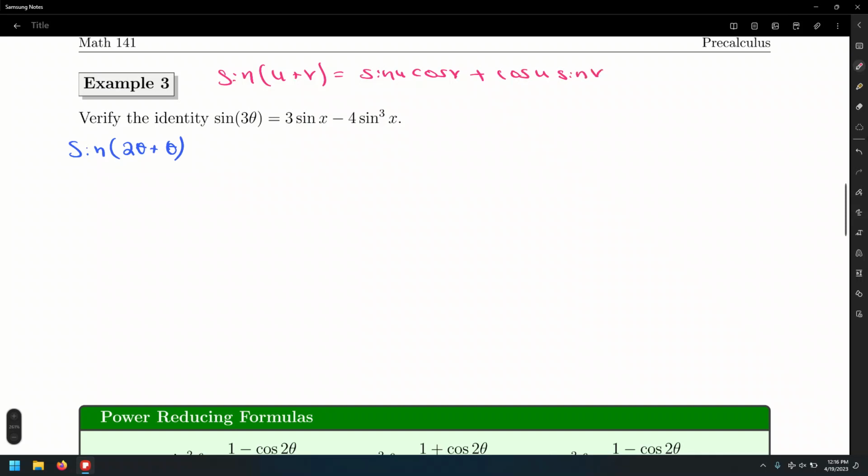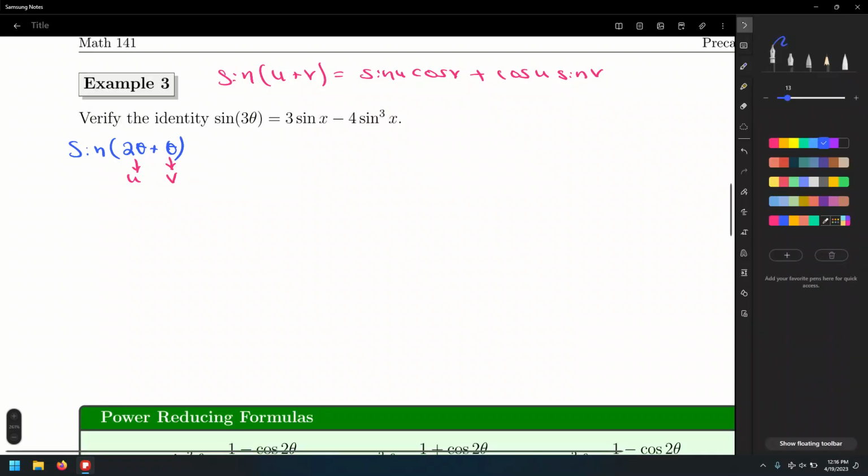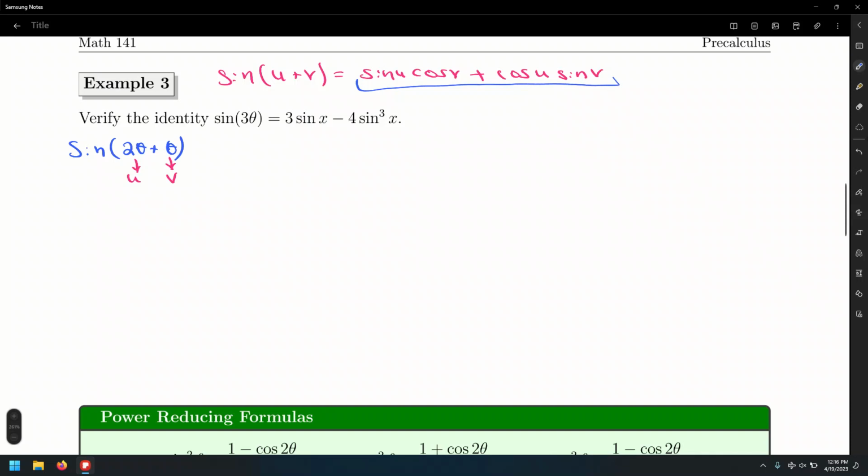Let's apply this formula for this breakup to 2 theta plus theta. All right, what's that going to be anyway? Well, let's think of our u to be the 2 theta and the v to be the theta. So, using this formula, sine u, that's sine 2 theta, cosine theta, and then plus, cosine of u, which is 2 theta, times sine of v, which in this case is theta.